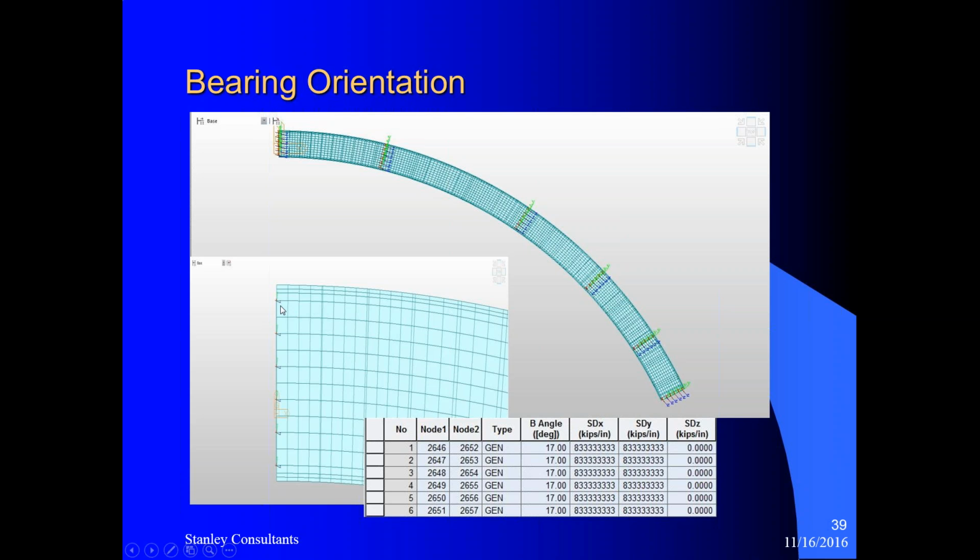So if it is a sliding bearing, then it doesn't have any stiffness, so you put 0. Sometimes putting 0 causes a problem in the solution, so it's a small number here. In this case I put 0 here, but sometimes this causes some numerical instability. So a small number may work better if you have that kind of situation.